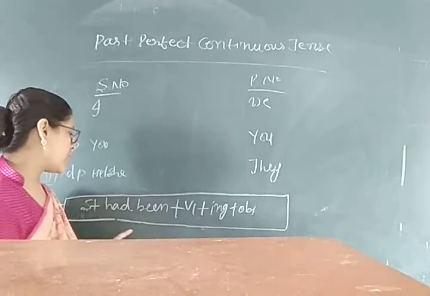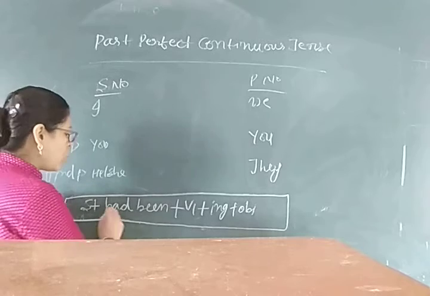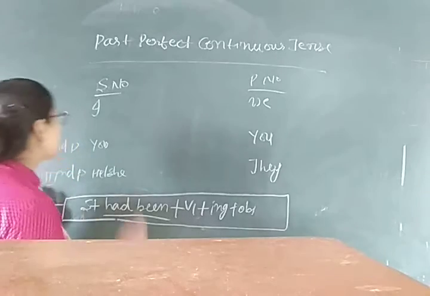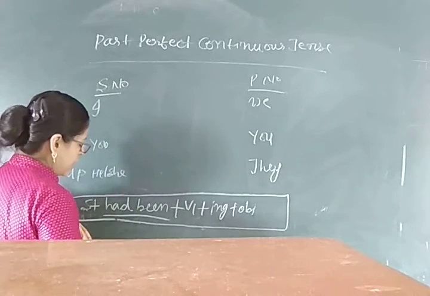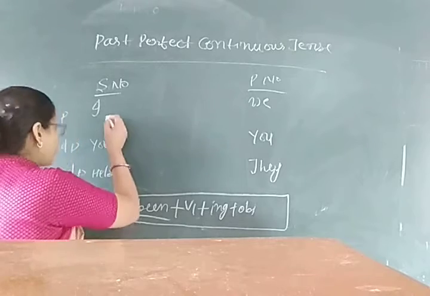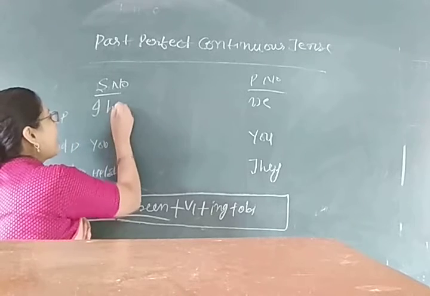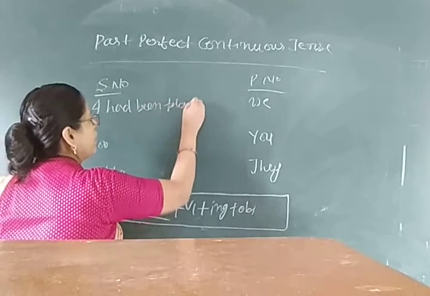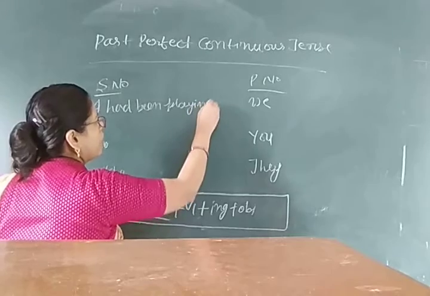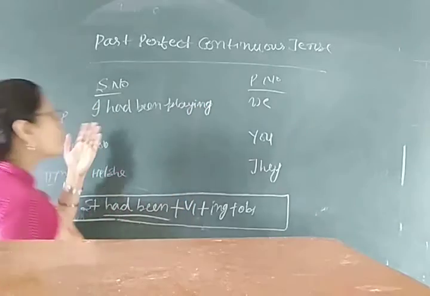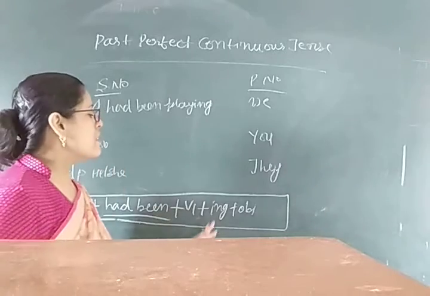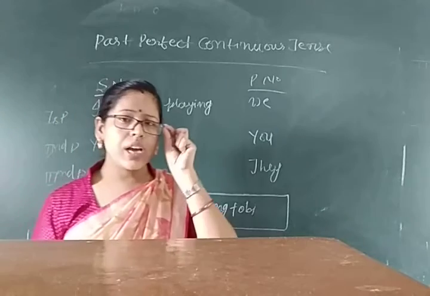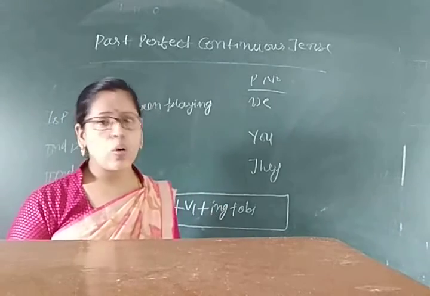So according to this structure only we have to make the format. So I want to take the helping verb here, what, had been, already it is given. Any verb you can choose, like I want to take here what? The verb playing. Okay, so what we can write here? I had been playing since morning. I want to use here what? Since and for. Because in past perfect continuous tense, we have to use either since or for.